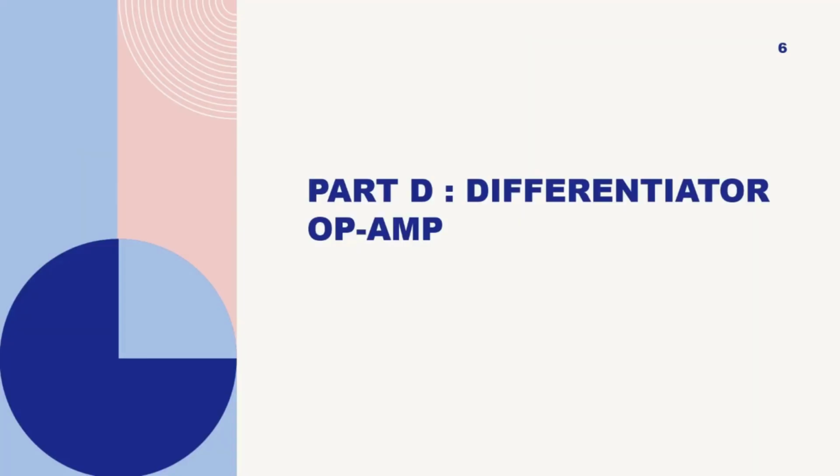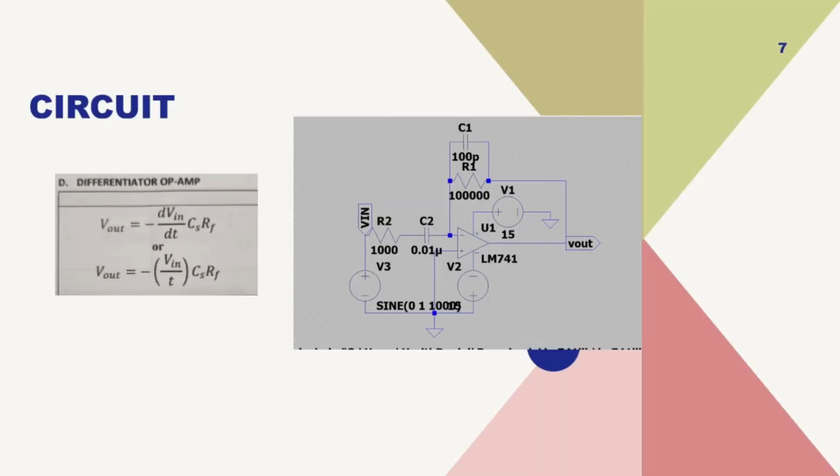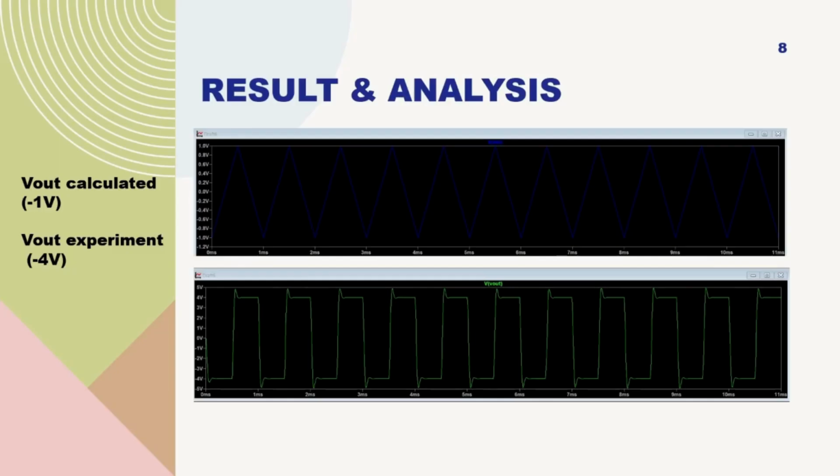Next is part D, the differentiator op-amp. The output voltage for a differentiator op-amp is given by the formula shown in the lab sheet. So this is the circuit shown for part D, the differentiator circuit. When a triangle wave is used as the input, the output should be a square-like waveform because the triangle wave has a constant slope. This is the result and analysis of part D.